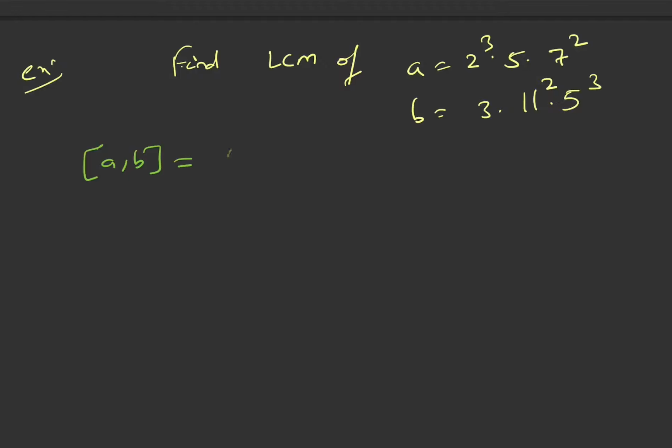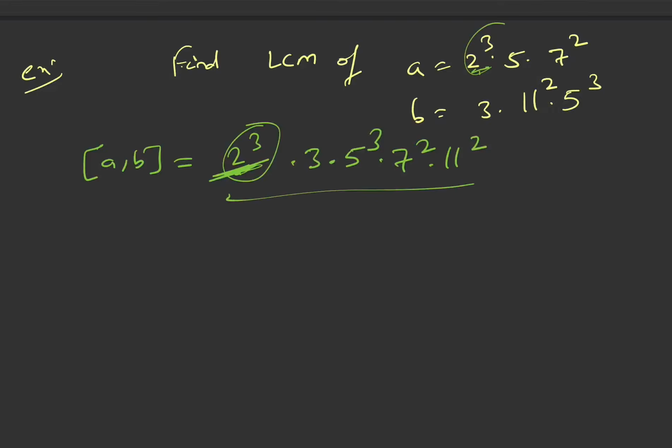In 2 you need to at least take 2 cube, so that this 2 cube is divisible by 2 cube, a factor of this 2 cube. And in 3 you need to take 3, in 5 you need to take 5 cube, right? Then only is it divisible by both 5 cube and 5. And in 7 you need to take 7 square, and in 11 you need to take 11 square. So this is the LCM of A and B, the least common multiple which is possible, right?